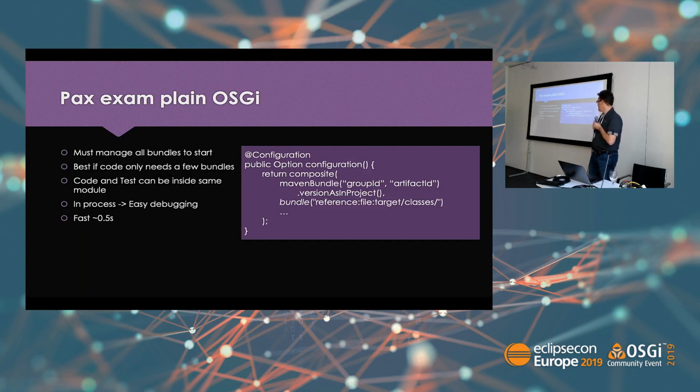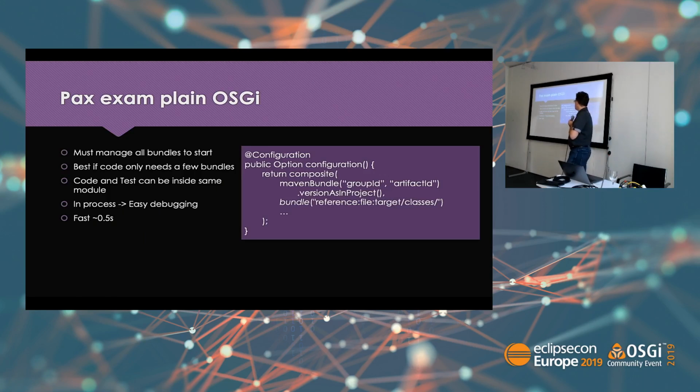And one other thing that I found recently is you can use bundle reference:file:target/classes. This allows you to run directly without building a jar, so you don't need to run your Maven build to create your jar. You can just directly from Eclipse start your test when you do changes in your code, and it instantly works. So this is a very fast way. These tests are normally even a bit faster than the BND testing, but as you see, if you specify each Maven bundle, it's a bit more effort to set it all up.